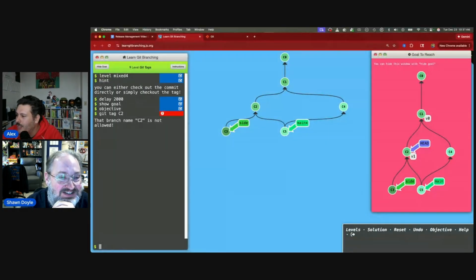Oh. V1. Yeah. Oh, maybe it's git tag V1, C2? Yeah. There you go. And then we should be done.